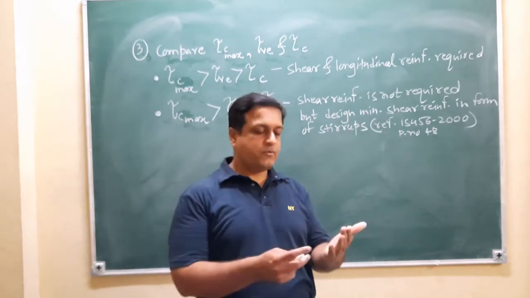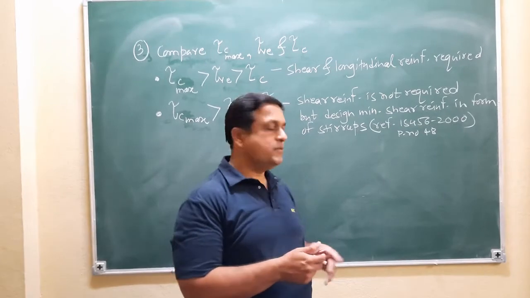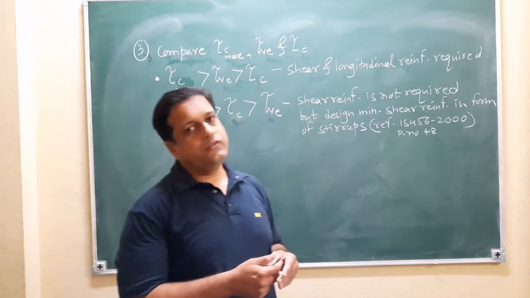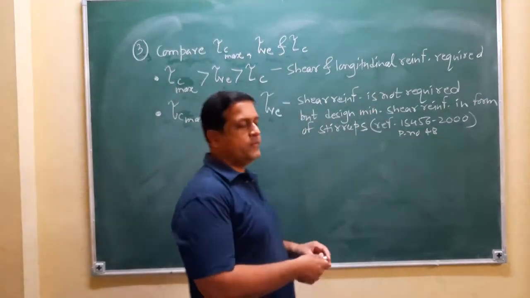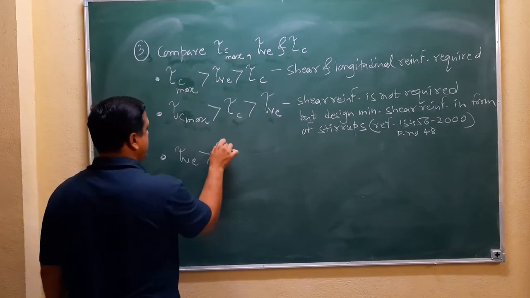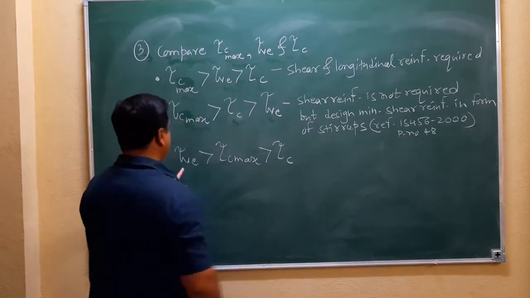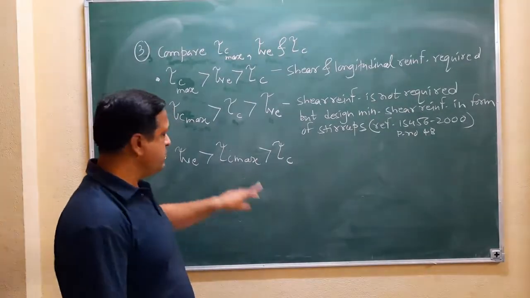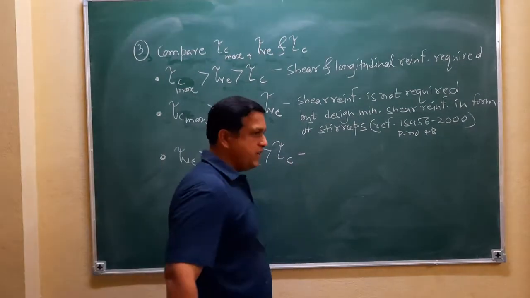But as per the IS provision, you have to design the minimum shear reinforcement in form of vertical stirrups with the reference of IS 456 2000 version, page number 48. But in this case, you have to design the longitudinal reinforcement also. Okay. And last, when tau VE is more than tau c max, so this is one of the dangerous case.